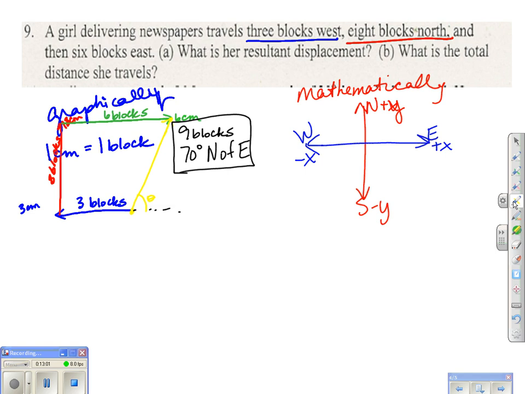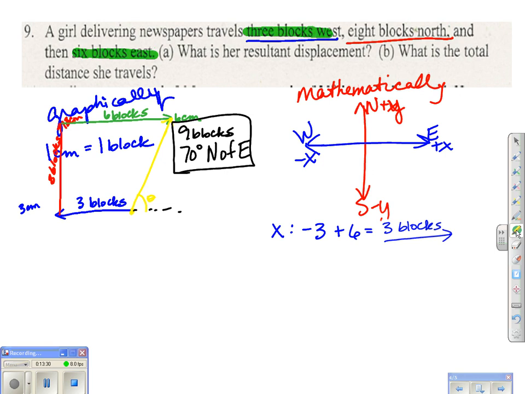So let's go back to what we know. For our x's, did we go east and west? Yes, we went west right here, 3 blocks, so that's going to be a negative 3. Plus, we also went east 6 blocks, so that's going to be a positive 6. And so that's going to be 3 blocks. Since it's positive, that means it was going east.